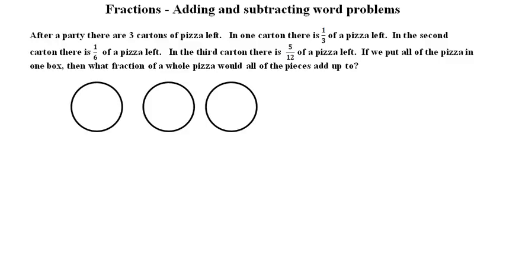After a party, there are 3 cartons of pizza left. In one carton, there is 1/3 of a pizza left. In the second carton, there is 1/6 of a pizza left. In the third carton, there is 5/12 of a pizza left. If we put all the pizzas in one box, then what fraction of a whole pizza would all of the pizzas add up to? So all we're doing is combining them.